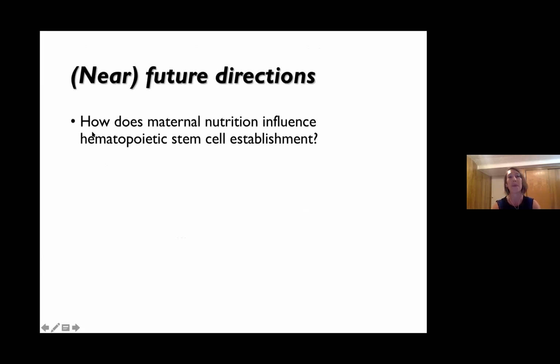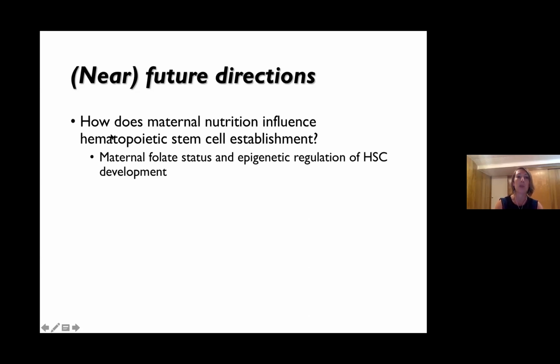So I come from a nutritional sciences department. My background is in folate metabolism, and I'm very interested in how maternal nutrition influences hematopoietic stem cell establishment. And I'm currently writing an R21 specifically to look at maternal folate status during development and how this shapes epigenetic regulation of HSC development and establishment.